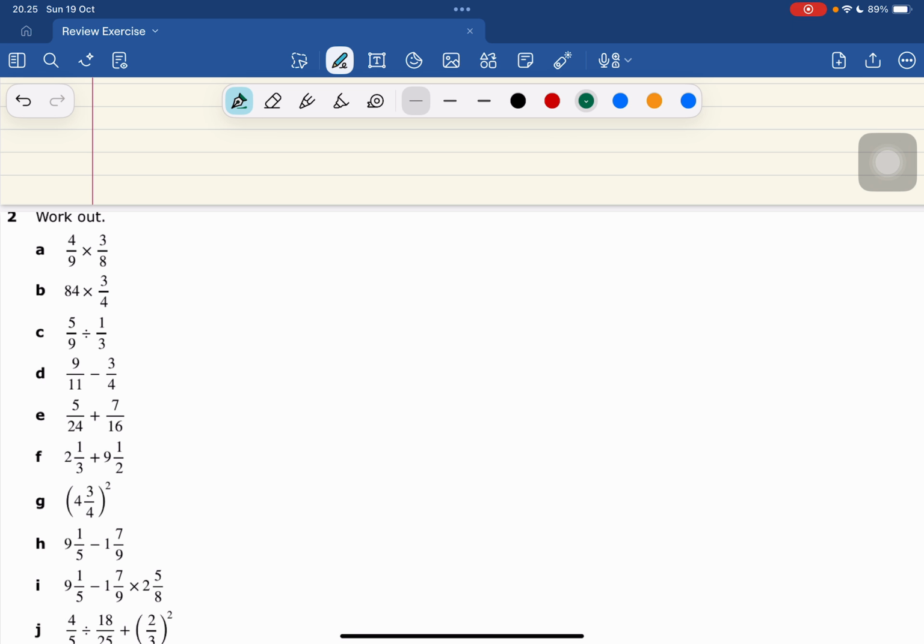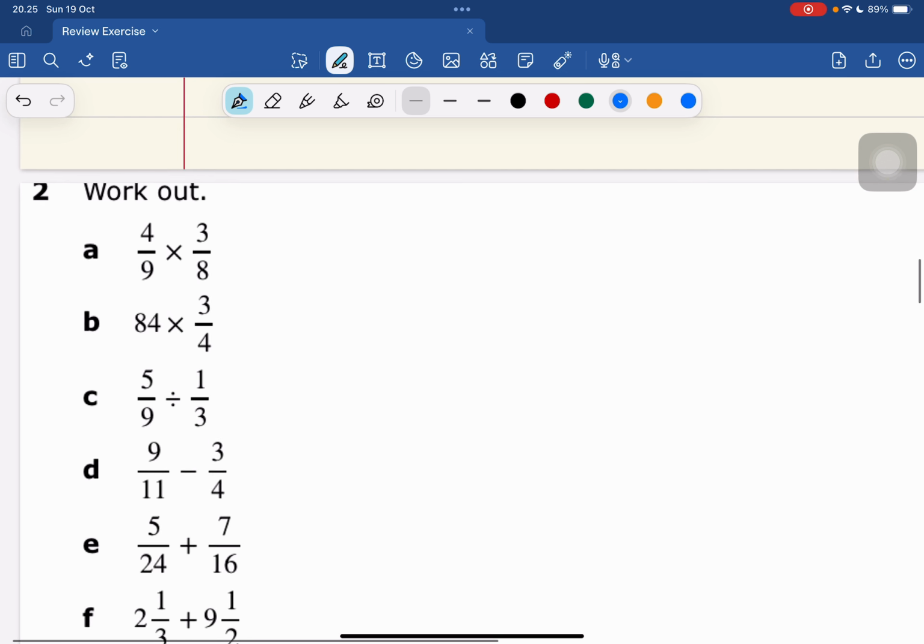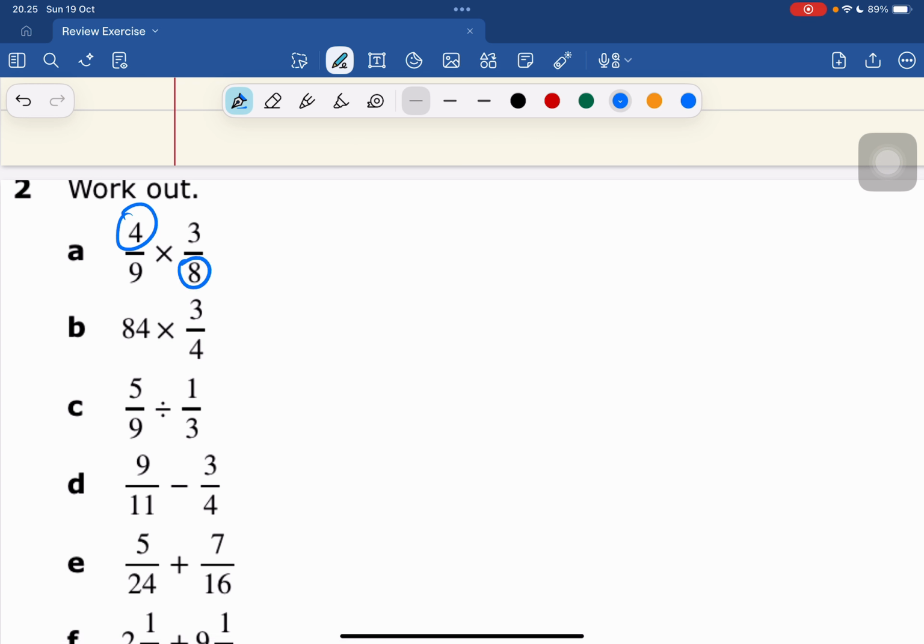Number 2, work out. This is multiplication. Look at here, 4 and 8. We can simplify, dividing both by 4, so it's 1 and 2. 3 and 9, we can divide by 3, so it is 1 and 3. So the left is 1 over 2 times 1 over 3 divided by 3. So the answer is going to be 1 over 6.